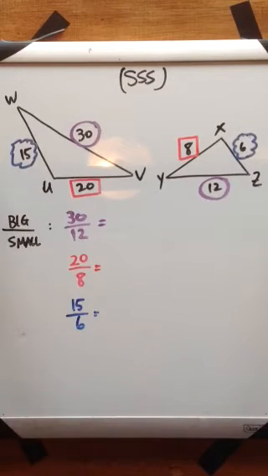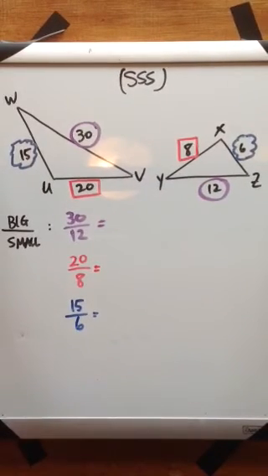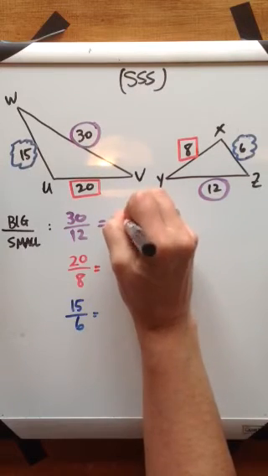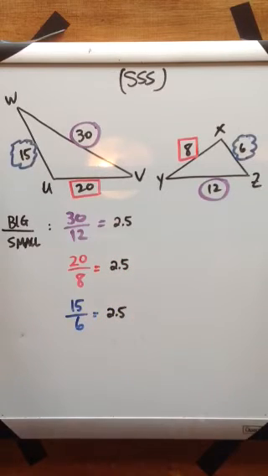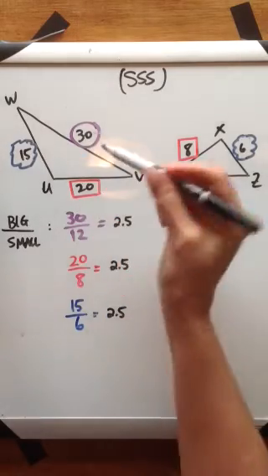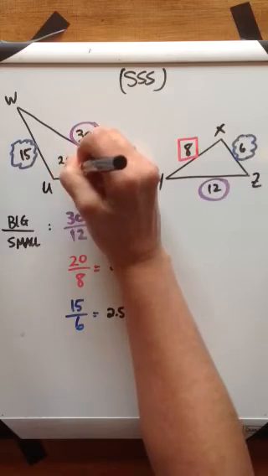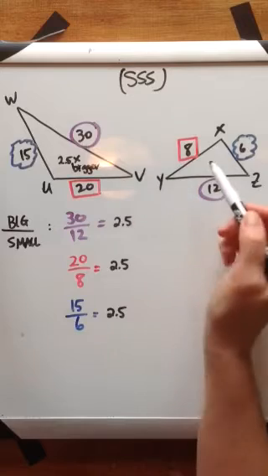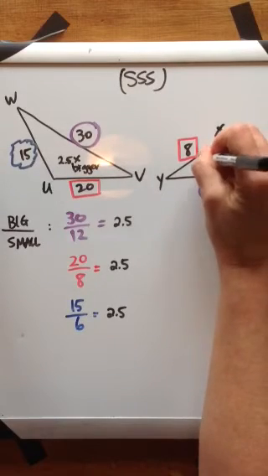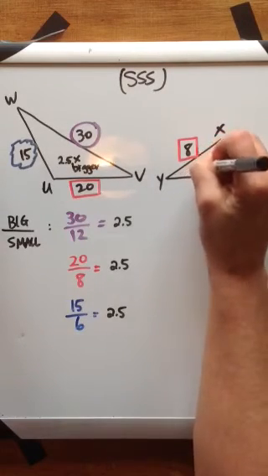So what is 30 divided by 12? Well, I know it's somewhere between 2 and 3. It turns out to be 2.5. Lo and behold, if you do the calculation for all three of these sides, you recognize that they are all proportional to one another. In other words, the big triangle is 2.5 times bigger than the little triangle. Or you could say the little triangle is 2.5 times smaller than the large one.